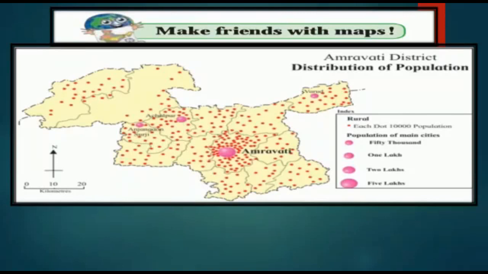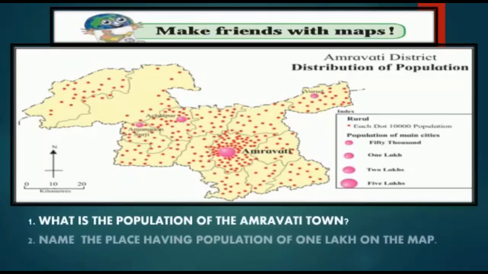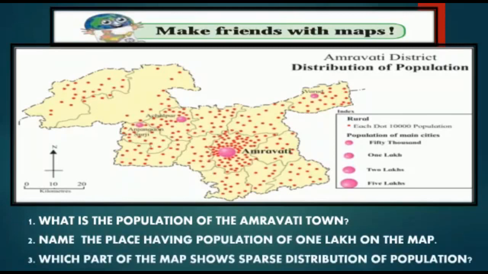The questions are: What is the population of Amravati town? Name the place having a population of 1 lakh on the map. Which part of the map shows sparse distribution of population?